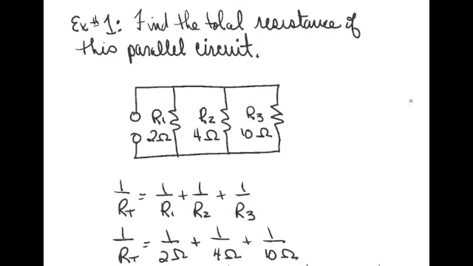The example is: find the total resistance of this parallel circuit. You see it's 3 resistors. R1 is 2 ohms, R2 is 4 ohms, R3 is 10 ohms. And we use the equation right here. 1 over the total resistance is equal to 1 over R1 plus 1 over R2 plus 1 over R3. And the next step is just to substitute in the individual resistances.